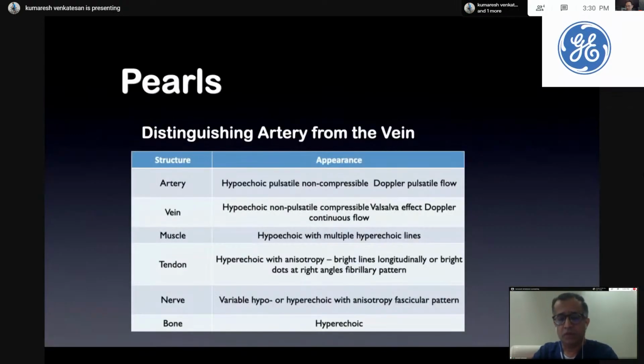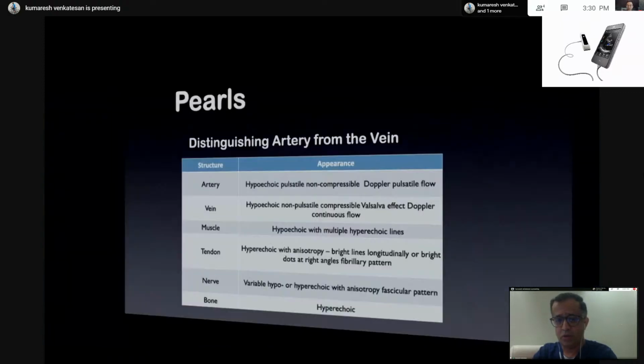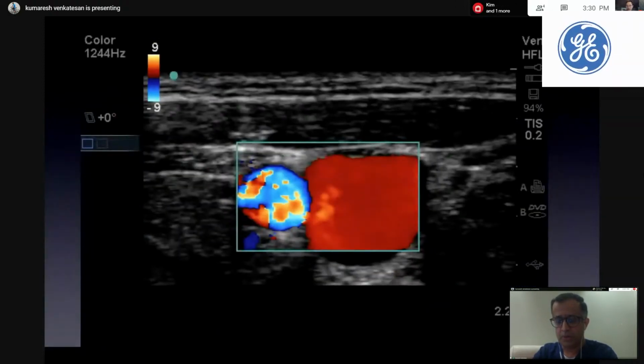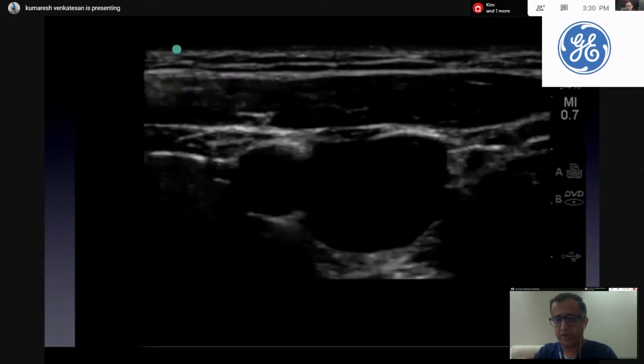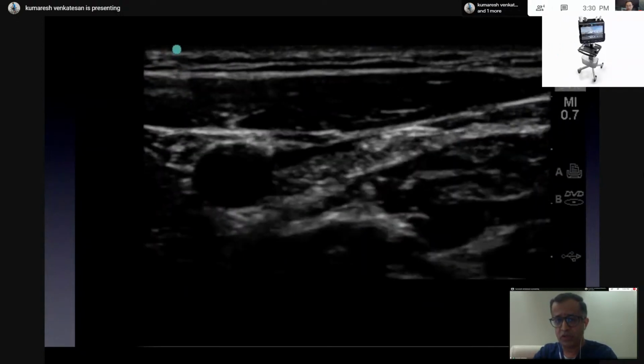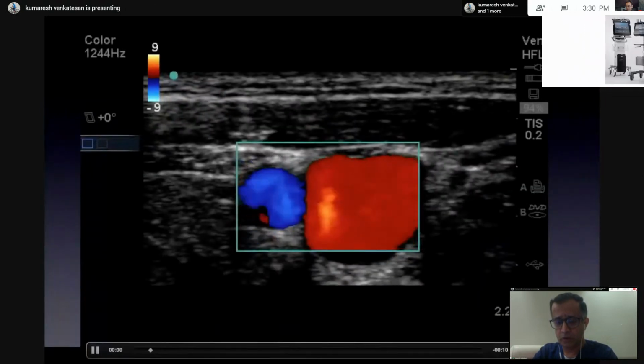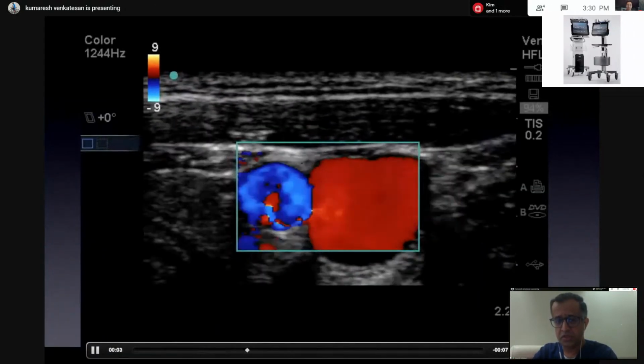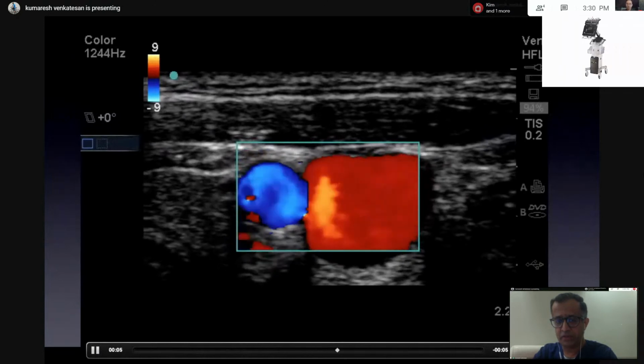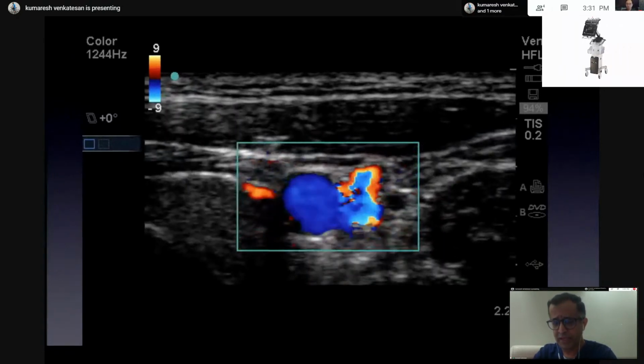So the artery is hypoechoic, but it's pulsatile, non-compressible, and there's a distinct arterial pulsatile flow when you do the Doppler flow. The vein is hypoechoic, but it's non-pulsatile and compressible, and also has a distinct Doppler flow. So, going back, check for compressibility of the vein, and then if you do the color Doppler, you see this distinct pulsatile flow in the artery, whereas in the vein, you see this continuous flow happening.